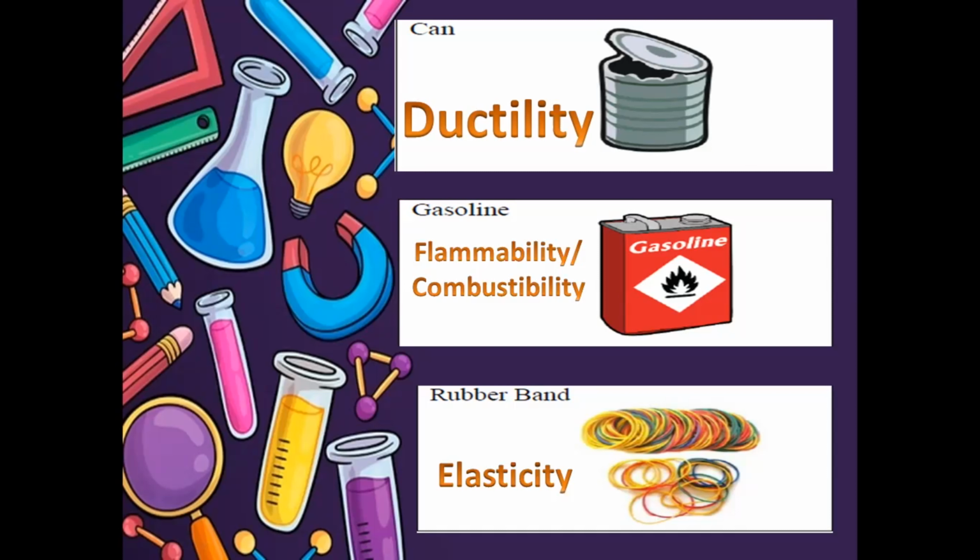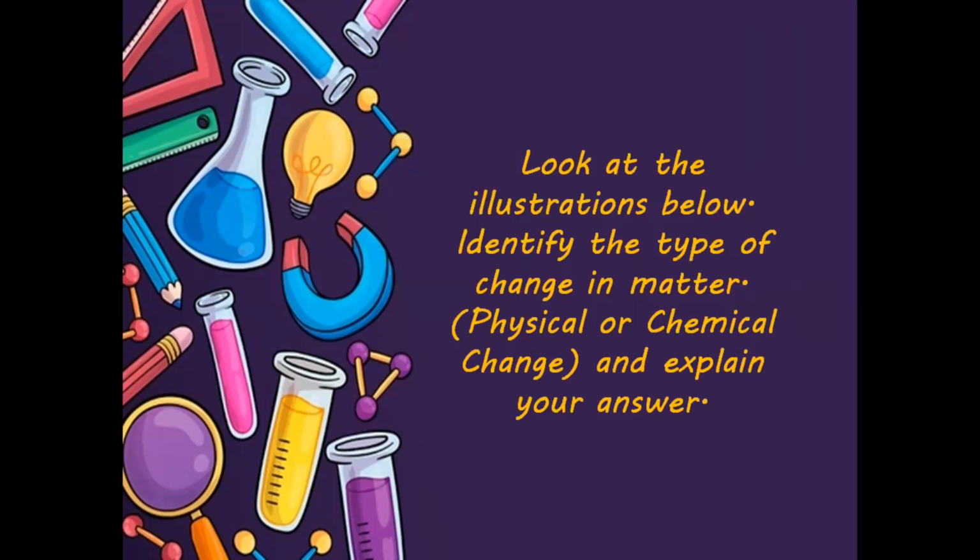This is just a review: physical property and chemical property. Okay, next activity. Look at the illustrations below. Identify the type of change in matter. We have two kinds of changes, physical and chemical change. And then you have to explain your answer. Teacher will answer too, and you have to observe. But I want you to answer while you are watching this video.